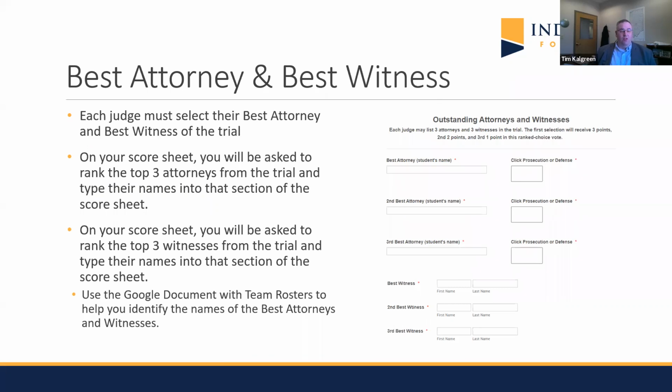So on the bottom of your score sheet, you'll be asked to rank the top 3 attorneys from the trial and type their name into that section of the score sheet. You'll also be asked to rank the top 3 witnesses from the trial, typing their names into that section of the score sheet. Again, use the Google document and team roster to help you identify the names of the best attorney and best witness. Once the form is completely filled out with all the scores and the outstanding attorneys and witnesses, you'll be able to submit the score sheet.